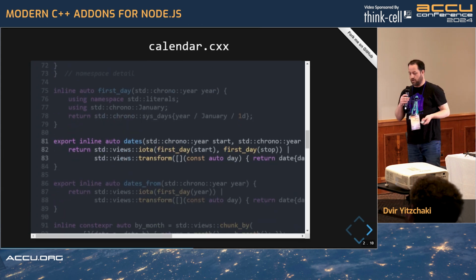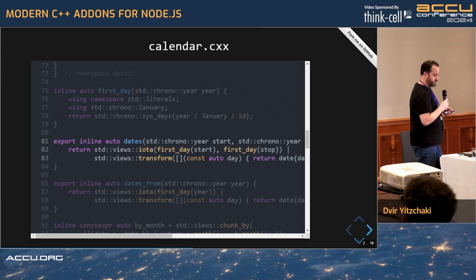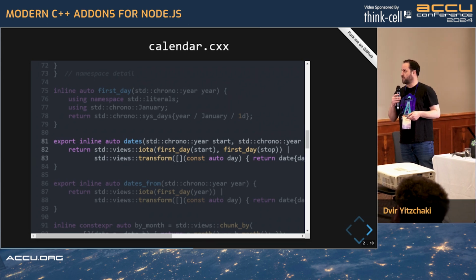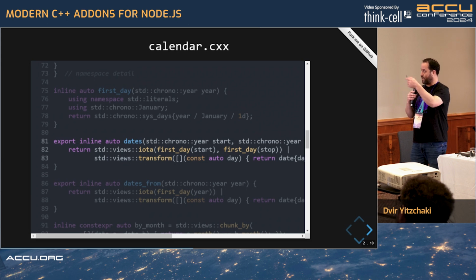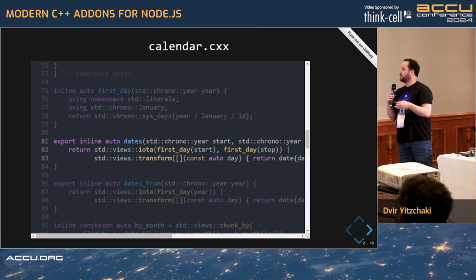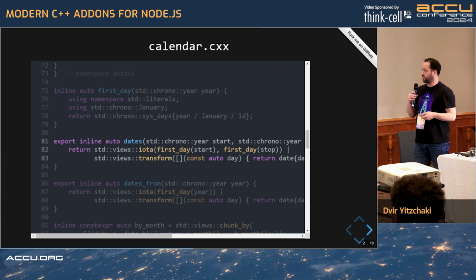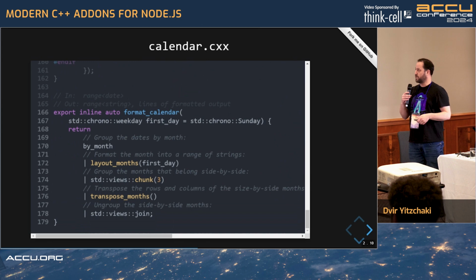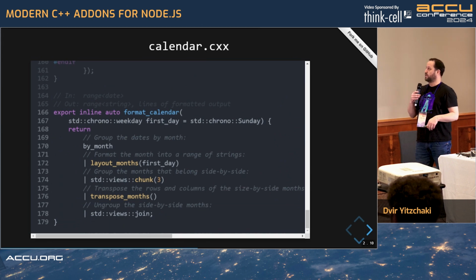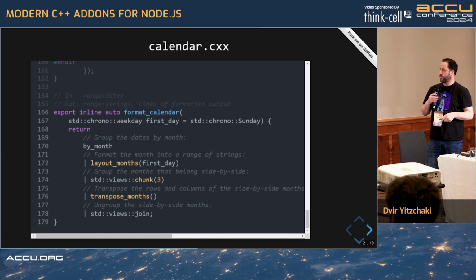I won't go over all the details of how to actually generate the calendar, as I told you, I did it last year in this conference. But I have just two functions I'm exporting out of this module. The first one takes a year I want to generate my calendar for and returns a range of dates. And then I have another function, format calendar, which needs the first day of the week and formats it, again using range adapters.